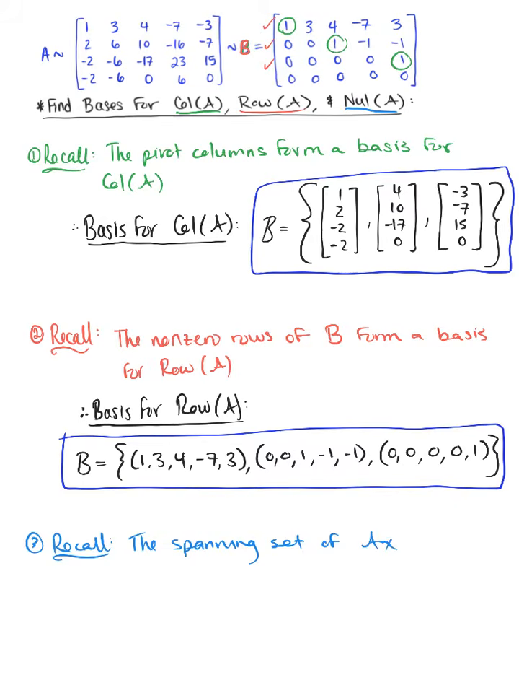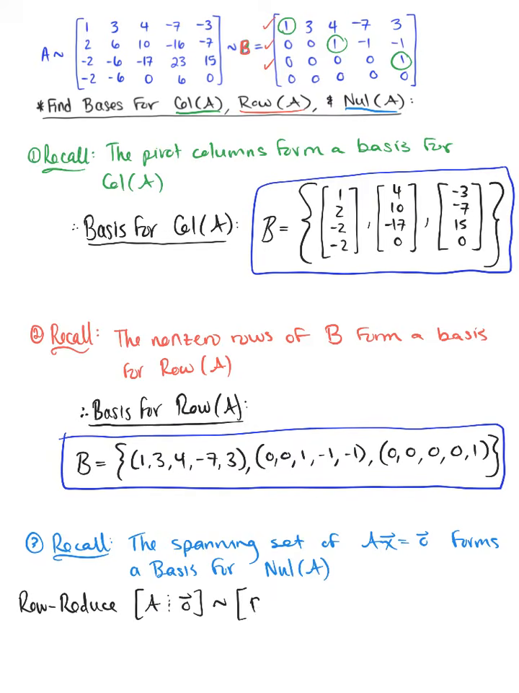So the spanning set of our homogeneous equation forms a basis for the null space of A. In order to do this, we are going to need to continue row reducing matrix A to echelon form. We can think of this as matrix A augmented with the 0 vector, which of course is equivalent to matrix B augmented with the 0 vector. And we're going to row reduce this to row reduced echelon form.